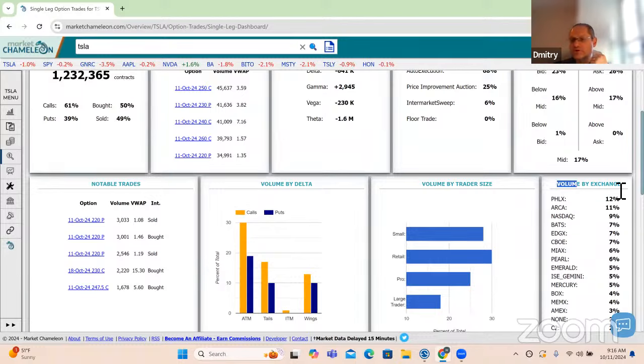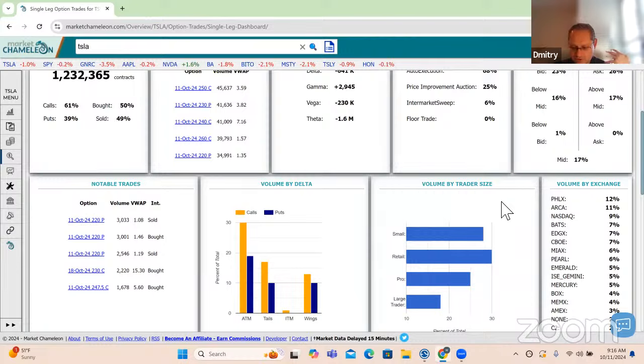Then we have this breakdown, volume by exchange. And when we look at options trades, we're in a very fragmented marketplace where we have lots of exchanges that compete for order flow and that you can execute trades on, place orders on, and they're all connected through this Reg NMS system.